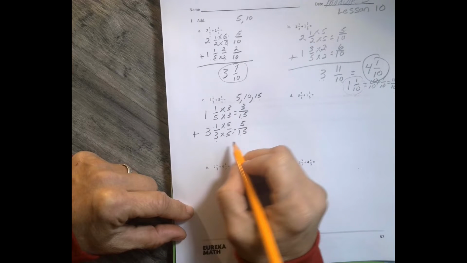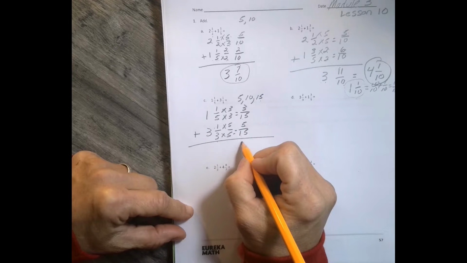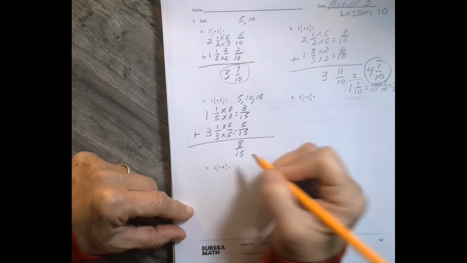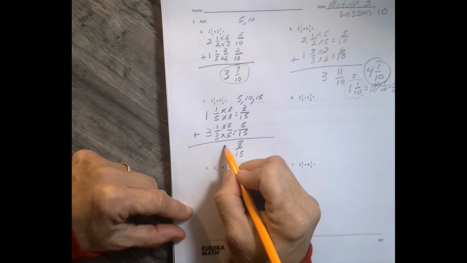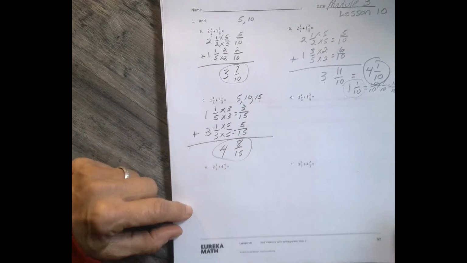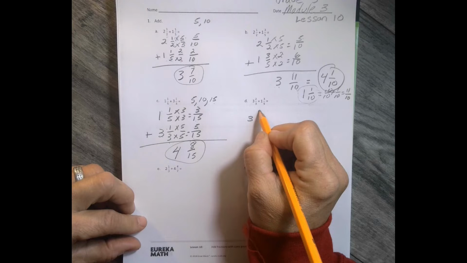I'm going to add those up. 3 plus 5 is 8. The denominator stays the same. 3 and 1 is 4. So our answer is 4 8/15.